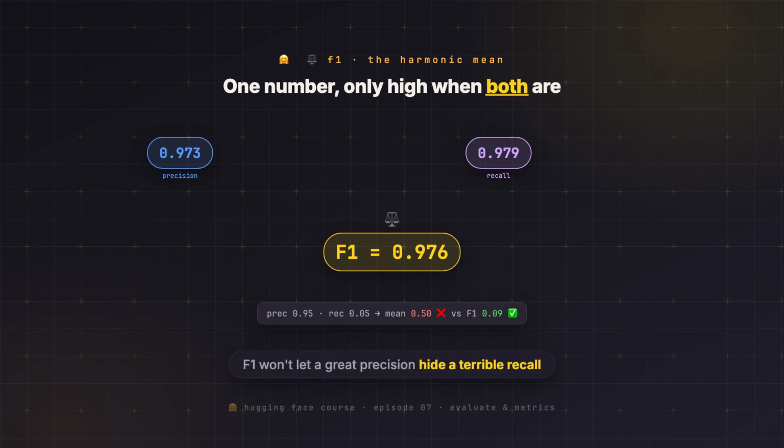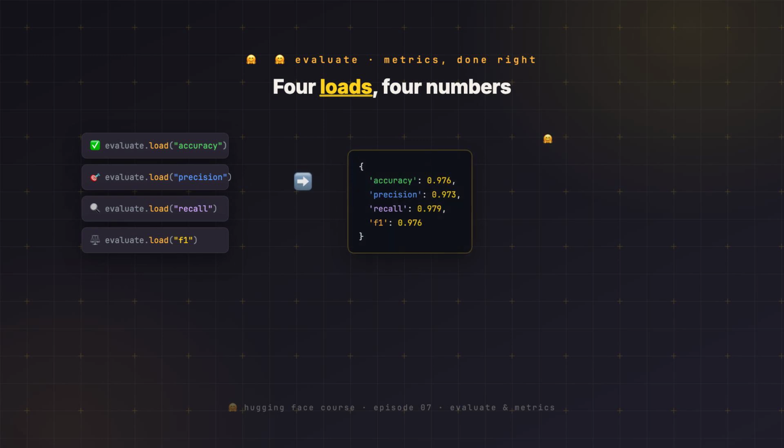And here's the beautiful part, you never compute these by hand. Hugging Face has a library called Evaluate. You load a metric by name, feed it your predictions and the true labels, and it returns the number, implemented correctly, tested, identical across every project on the hub. 4 metrics, 4 load calls, 1 combined dictionary. No formulas, no off-by-1 bugs, no arguing about averaging modes.